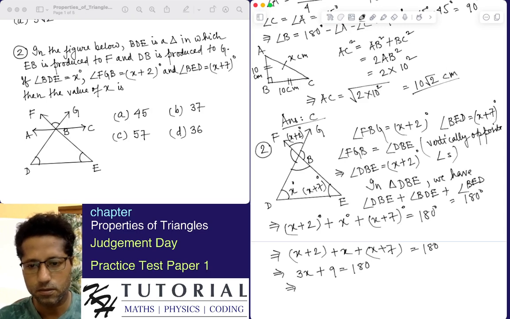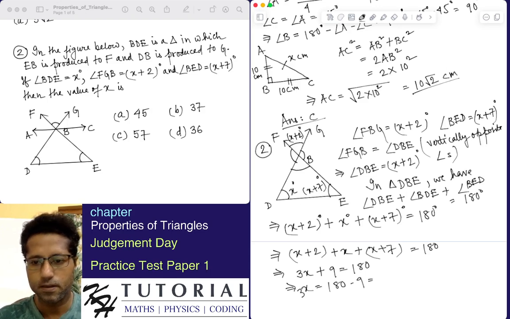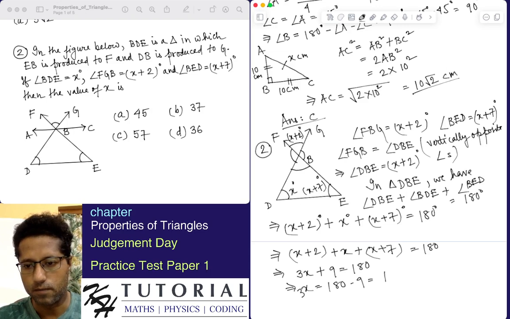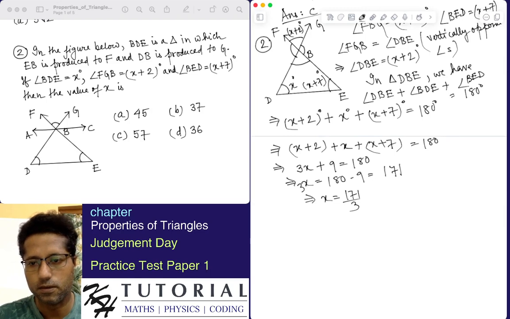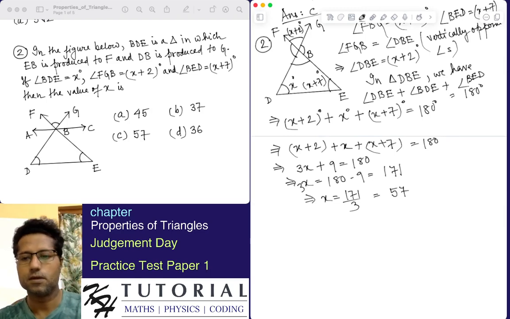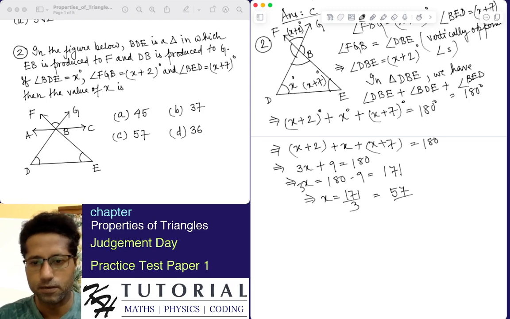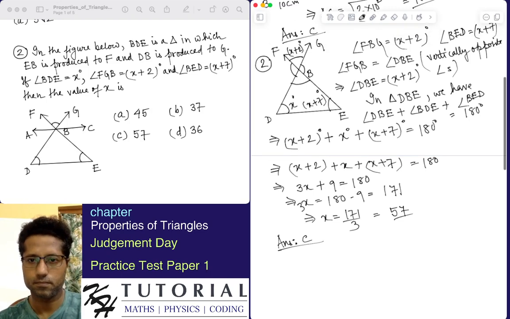This implies 3x equals 180 minus 9, that is 171. So x equals 171 divided by 3, that is 57. So x is 57. So the answer is choice C.